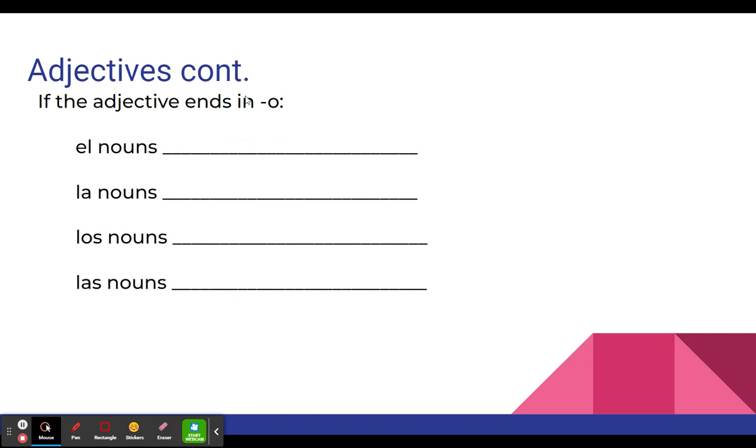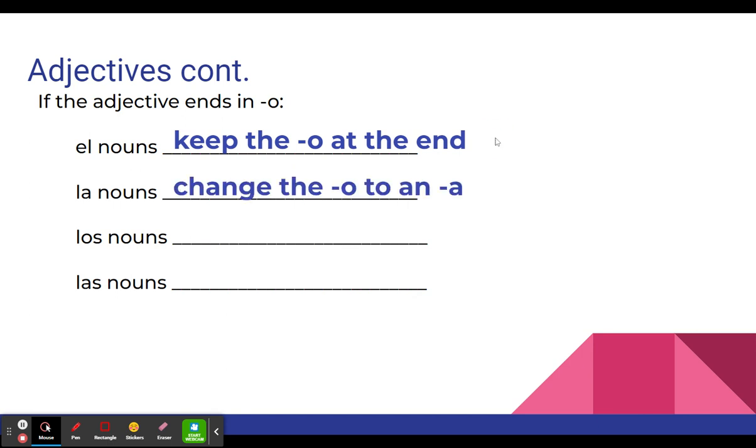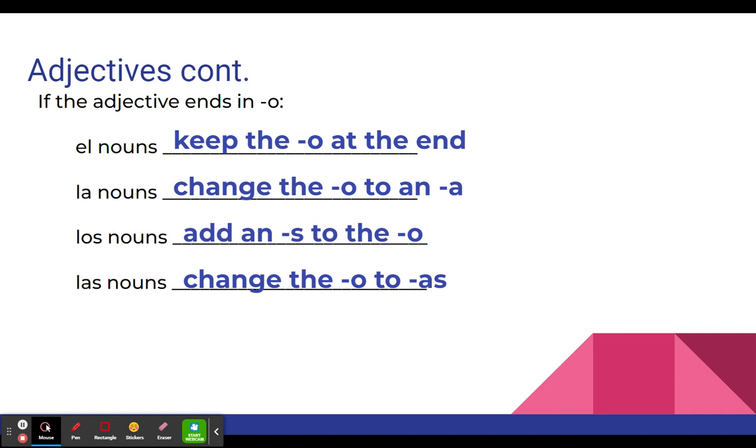So, the most common type of adjective we have are adjectives that end in O. So, we're going to look at how we would change adjectives that end in O to the different genders. If we have an adjective that ends in O and we're describing an el noun, we're going to keep the O at the end. And if we're going to describe a la noun, we're going to change that O to an A. If we're going to describe a los noun, we're going to add an S to the O. And if we're going to describe a las noun, we're going to change the O to AS.